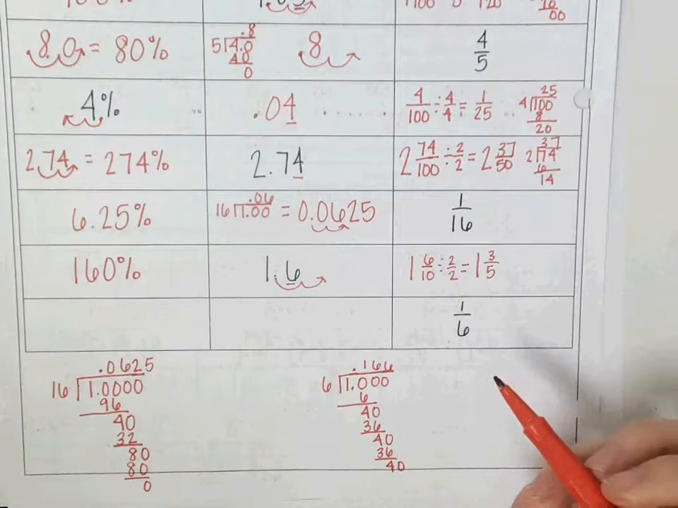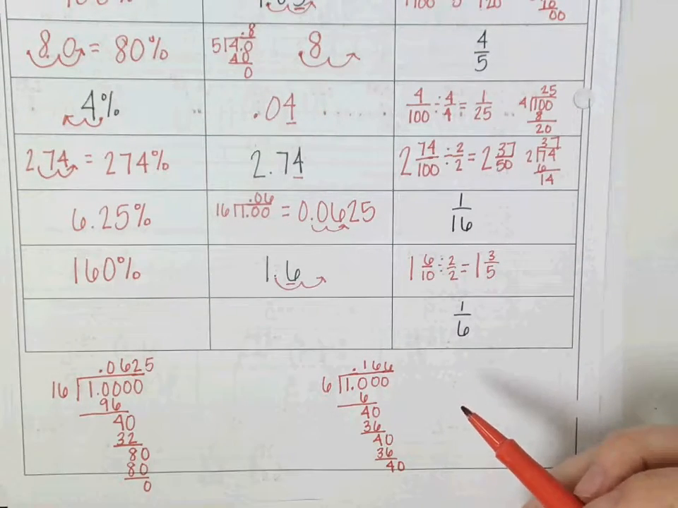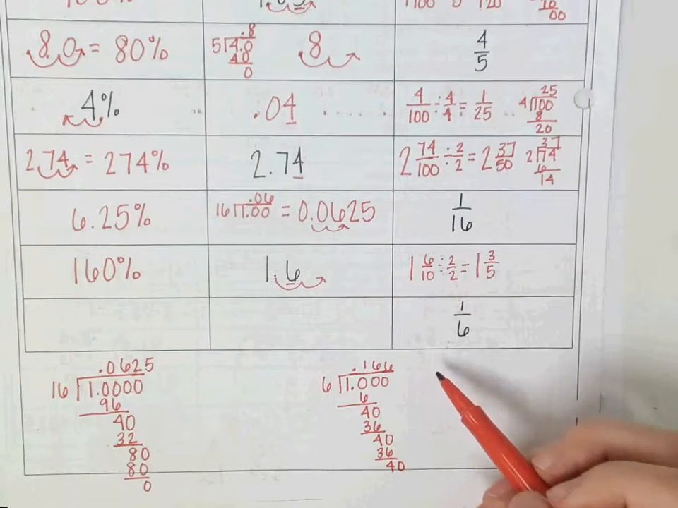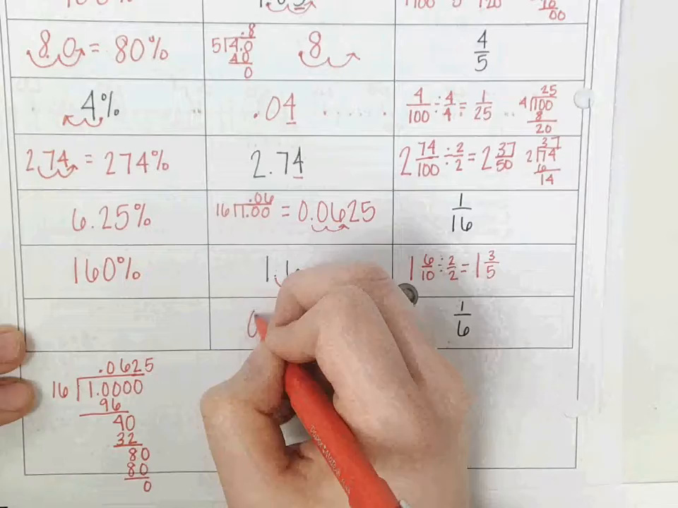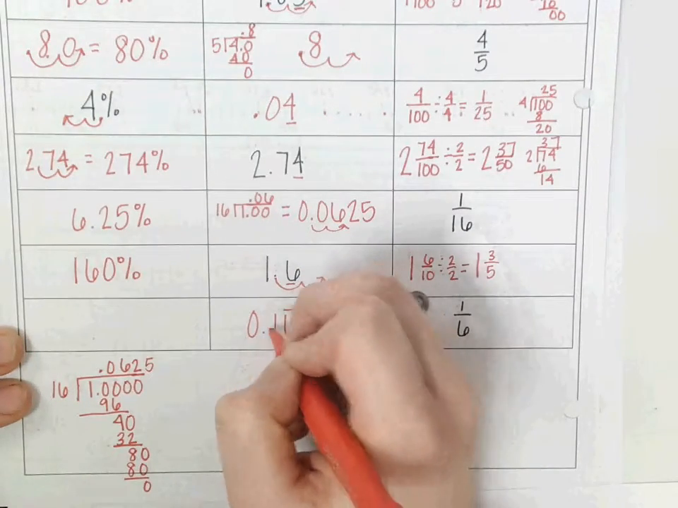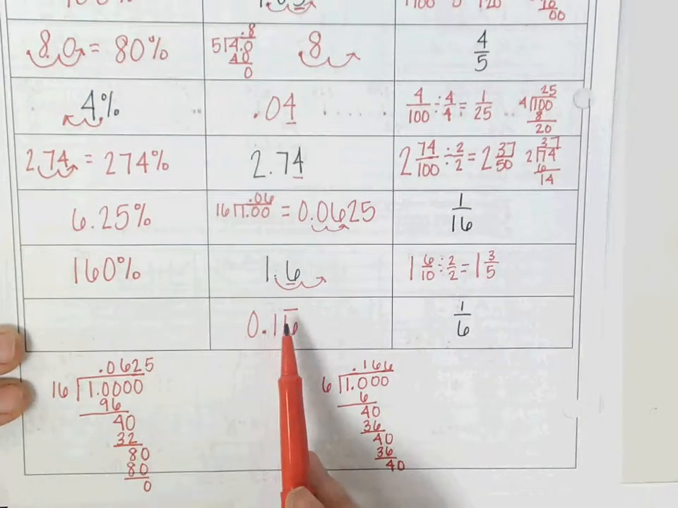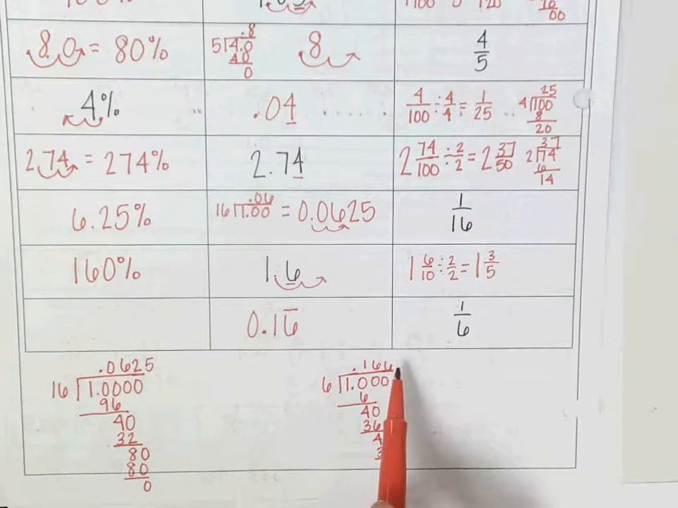If you think about it, this is going to continue to happen over and over again. We're going to keep getting 6's up here. So rather than continuing to write this decimal, remember we can write this as 0.16 repeating. Just make sure your repeating bar is only over the 6, because 6 is the only thing that's repeating. The 1 is not.